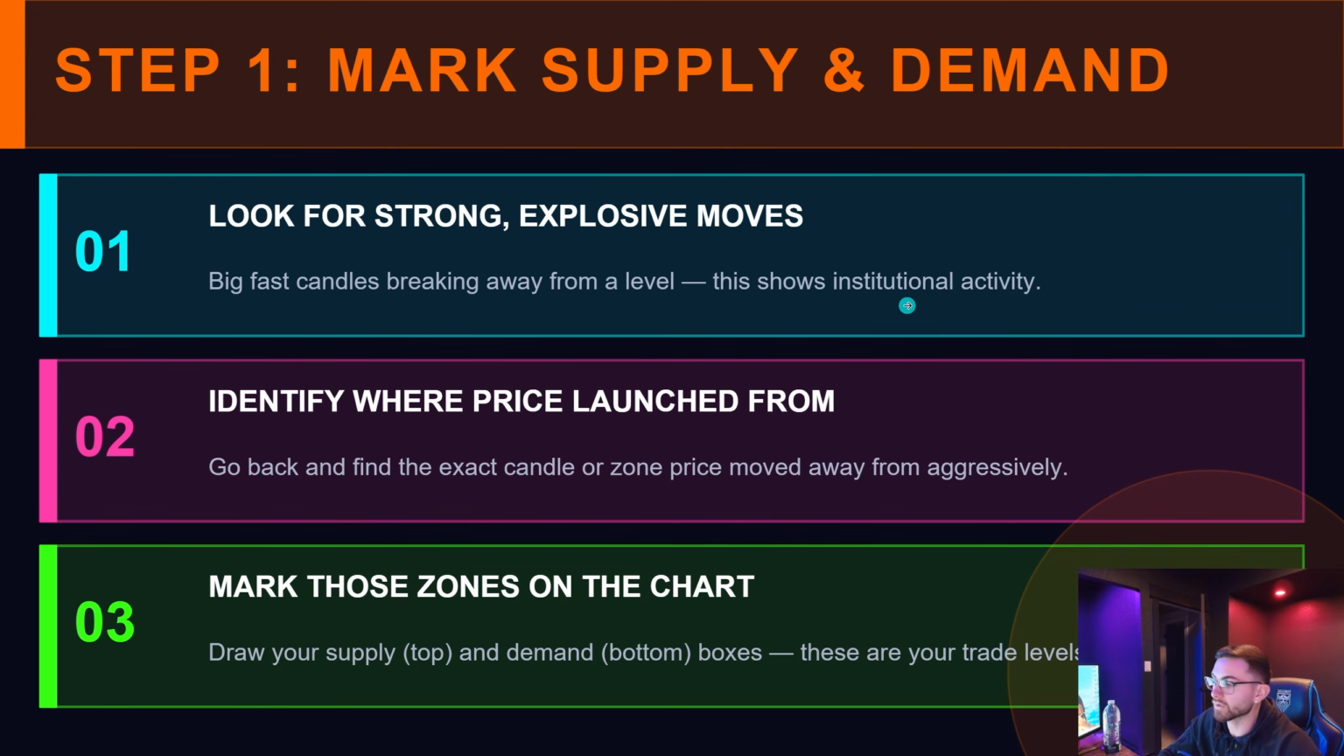The key thing here is speed and imbalance. If price slowly drifts away from a level, it's not important. But if price launches away quickly, that's where institutions likely entered. So I mark those zones on my chart before the trading session even starts. And now instead of watching the entire chart, I'm only watching specific levels.